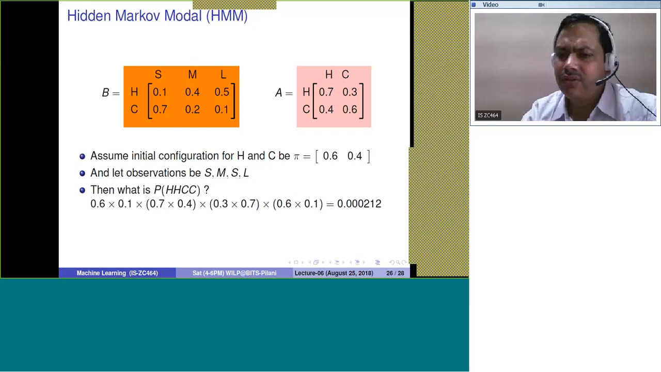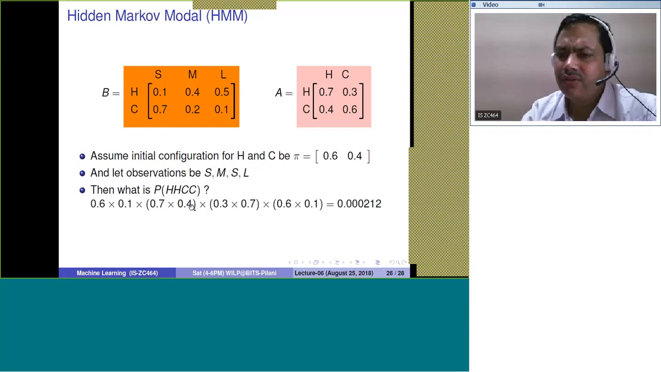Then on that hot day there is a medium coverage. What is the probability on the hot day? Medium coverage is 0.4. Then from hot day you want to get a cold day. From the hot day to a cold day, the probability is 0.3. On a cold day, coverage is small, probability 0.7. And from a cold day, the next day is a cold day, probability 0.6. Then on that cold day there is a large coverage. Cold day, large coverage is 0.1. You find out this probability.